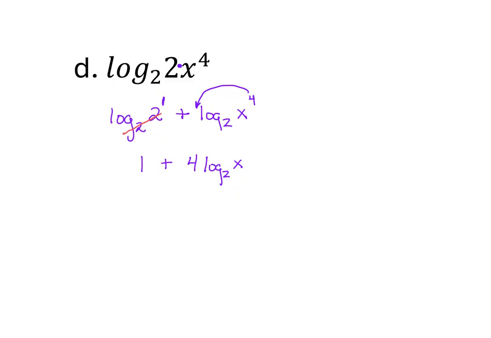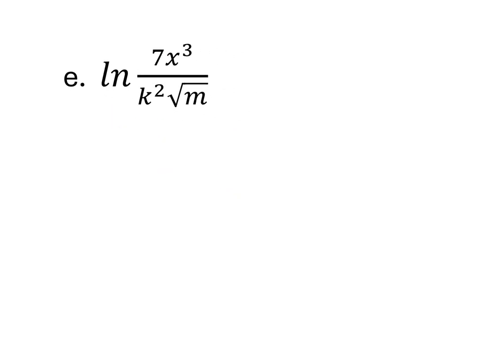Let's look at a couple more. The next one we have is ln, natural log, of 7x cubed over k squared, square root of m. I'm going to do this twice just to show you some of the things that we have. The first thing that I'm going to do is take care of my division bar. Now I'm going to subtract. So this becomes ln of 7x cubed minus ln, and I'm going to put this one in parentheses, k squared square root of m. And I said m, not x. Okay, let me try that again.